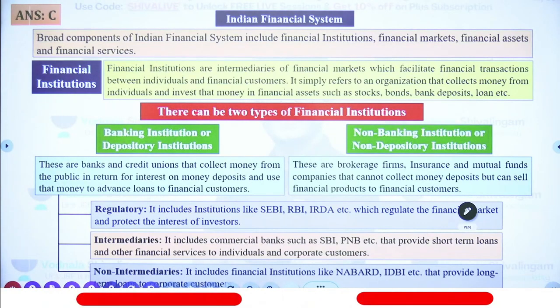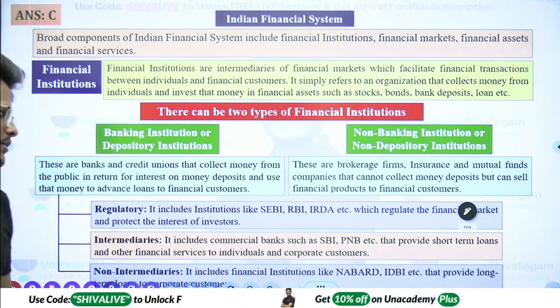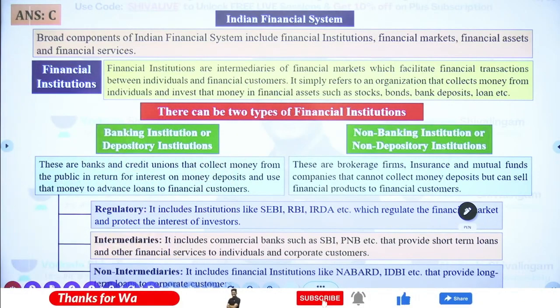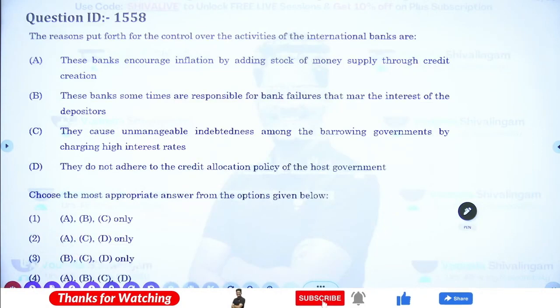The Indian financial system is of two types. One is banking and the second is non-banking. Banking is purely structured and regulated, but non-banking does not have that much freedom to do anything. Next.